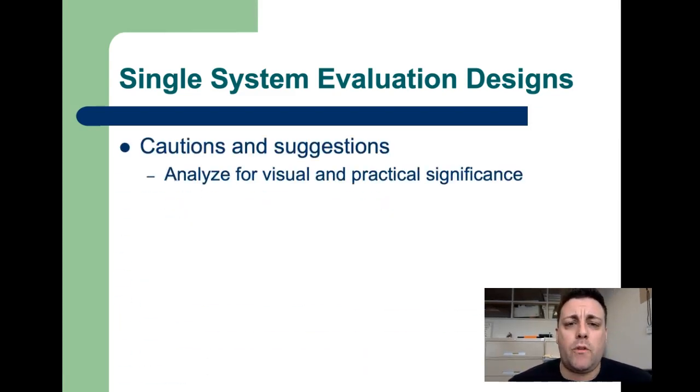So what we're going to work through this week is how we interpret graphs, which we now know how to do in Excel. There is really no statistical method for analyzing single system design data. What we really do is analyze the change in the line visually, and we're looking for visual changes, and then this thing called practical significance, or you may have heard it called clinical significance.